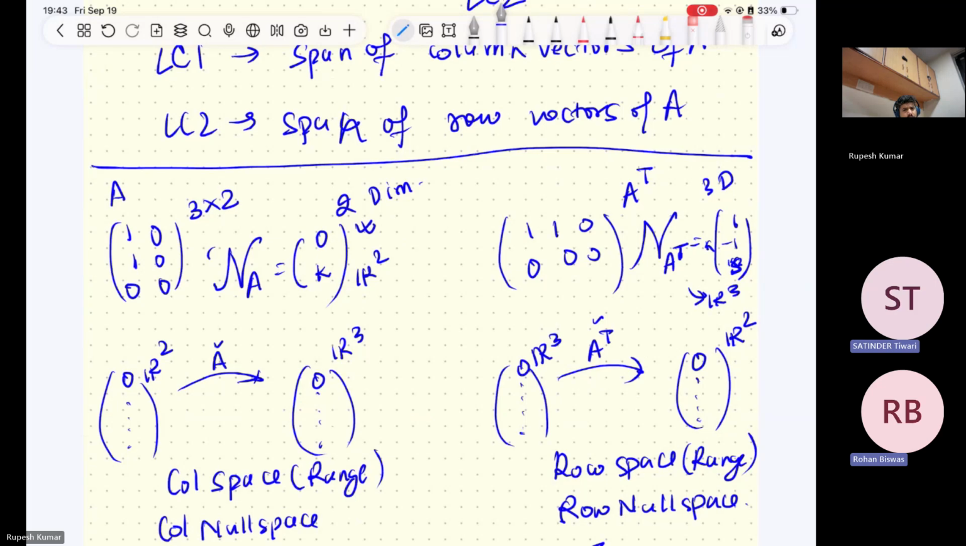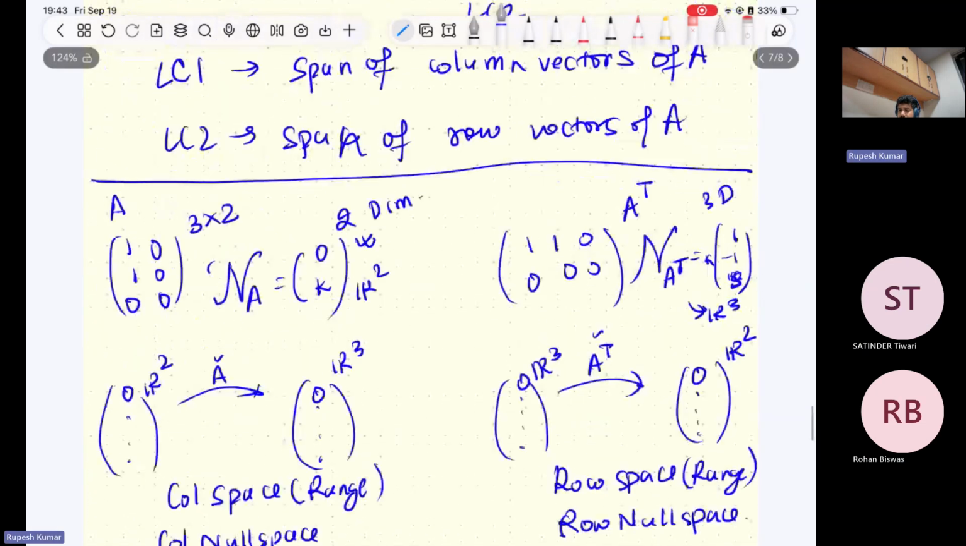R3 and R2. Right, right. For the column space we are saying in the 3 dimension, and for this we are saying in the 2 dimension part. Right, exactly. Origin, for this particular example. Okay, thank you for that.